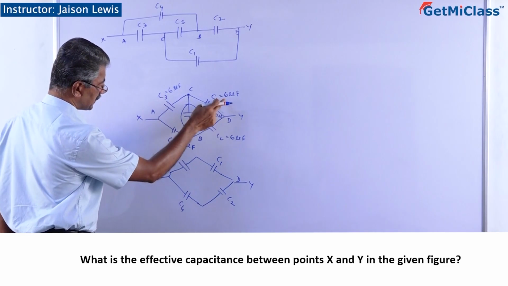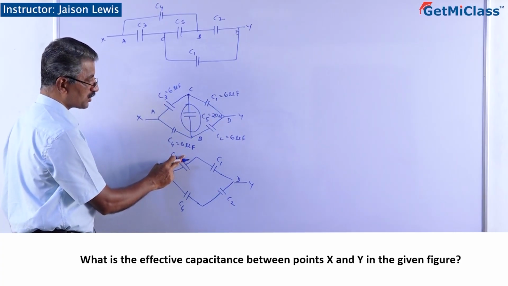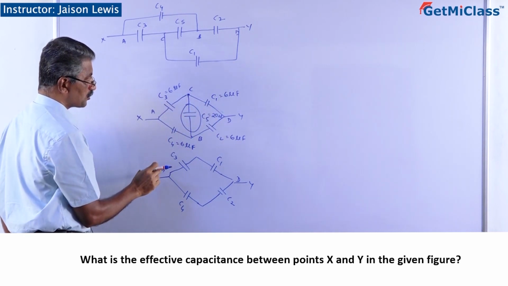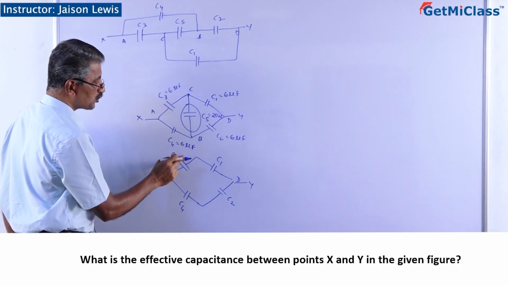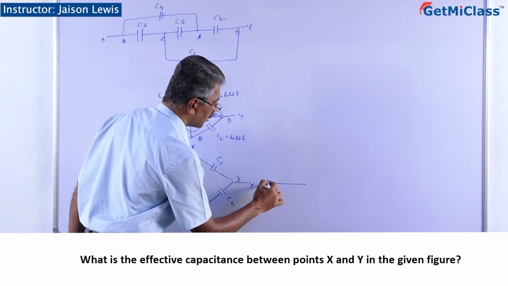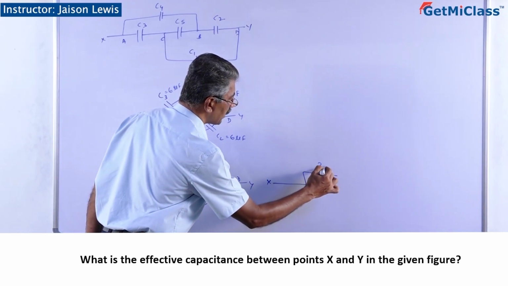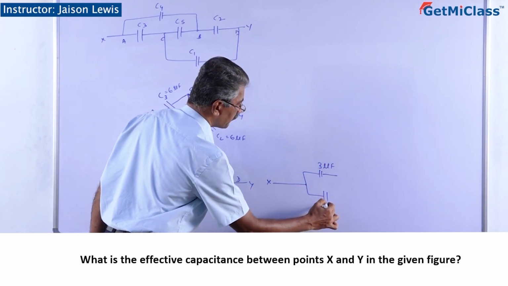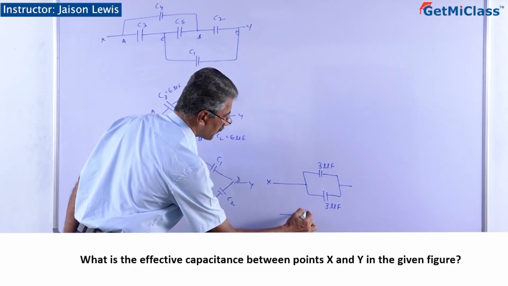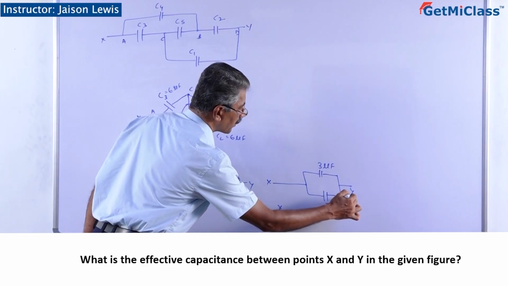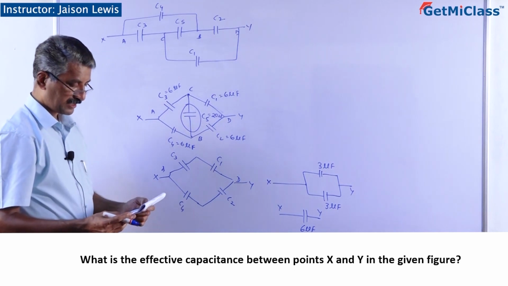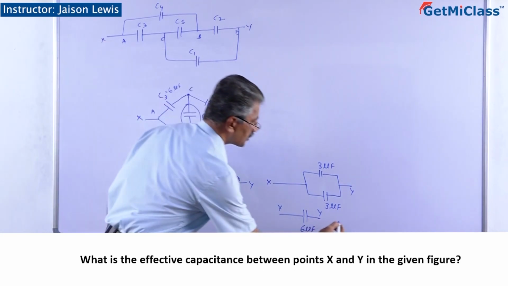We know these values are 6 and 6 in series, therefore the series connection becomes 3, because 6 into 6 divided by 6 plus 6, so 36 divided by 12 is 3. Similarly these two will be 3. So between X and Y we have 2 capacitors, one is 3 micro and below we have 3 micro, which are in parallel. So the effective is only one capacitor between X and Y which is equal to the sum of these two, it's 6 micro. Therefore between X and Y the effective capacitance is 6 micro, and that is given as option A.